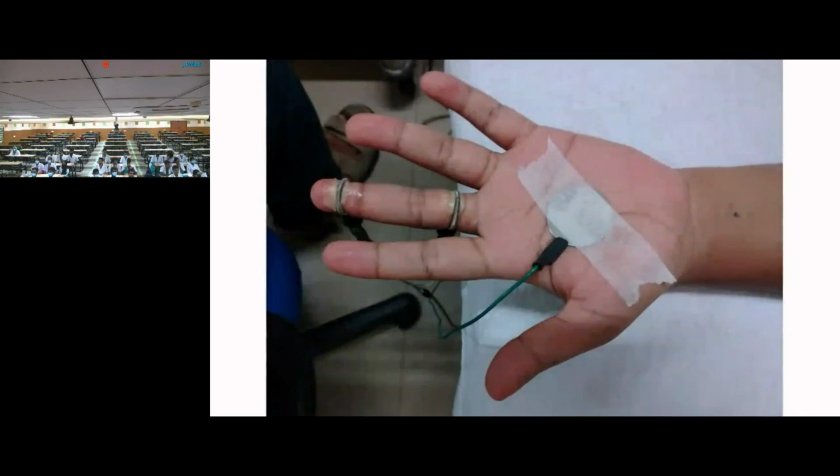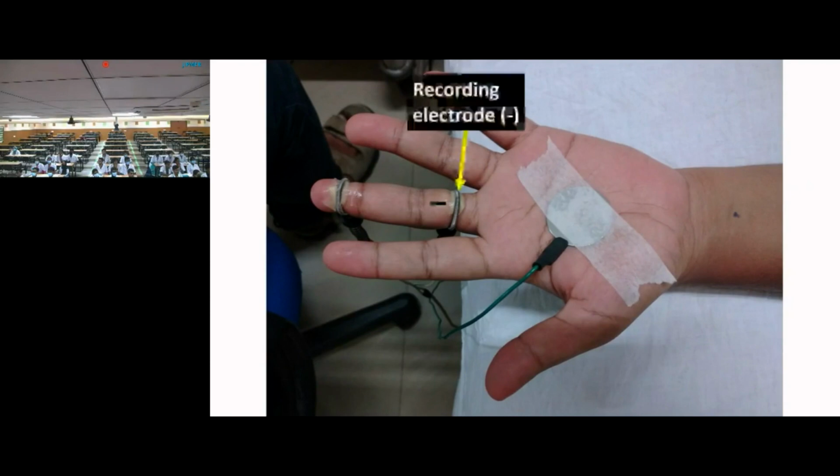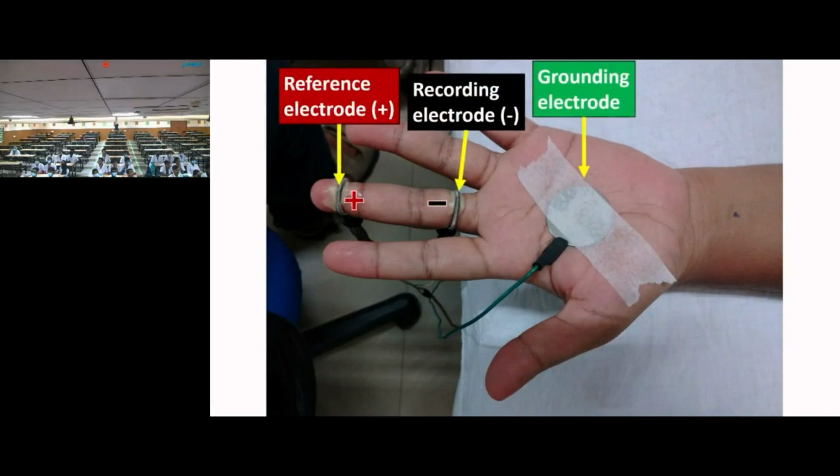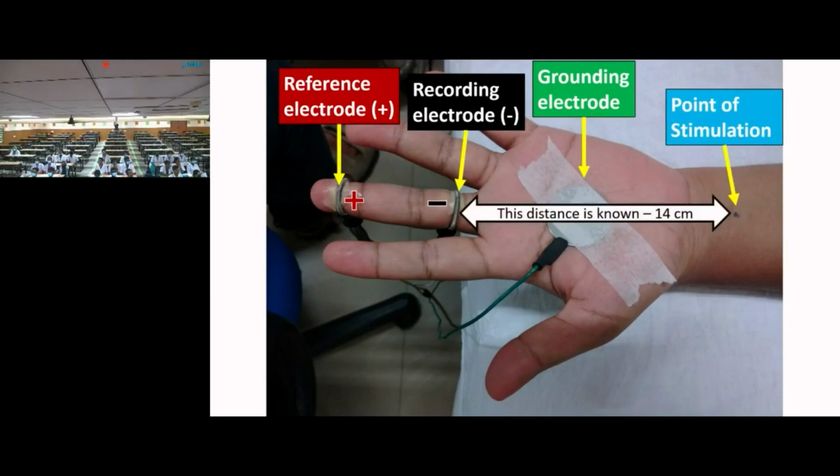Now between the active electrode and the stimulation, we place the ground electrode. This is in order to prevent noise. So this is going to be a recording electrode, your reference electrode, this is the ground electrode, and your point of stimulation. And you also know the distance between the recording electrode and the point of stimulation is going to be 14 centimeter.